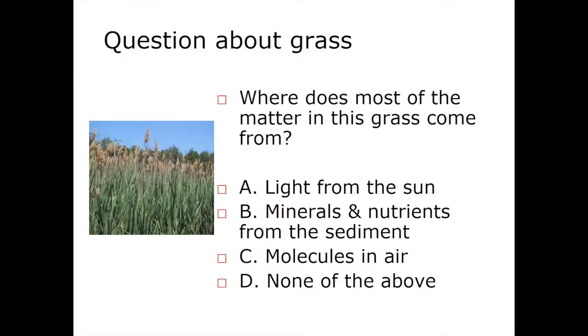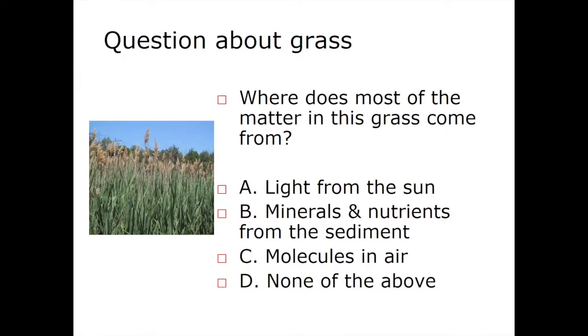Well, it turns out it's molecules in the air. And this is something that does challenge a lot of students. Plants are primarily made of carbon. They get that carbon through photosynthesis and the use of carbon dioxide in the air. So again, this is a really hard concept for students to think about.